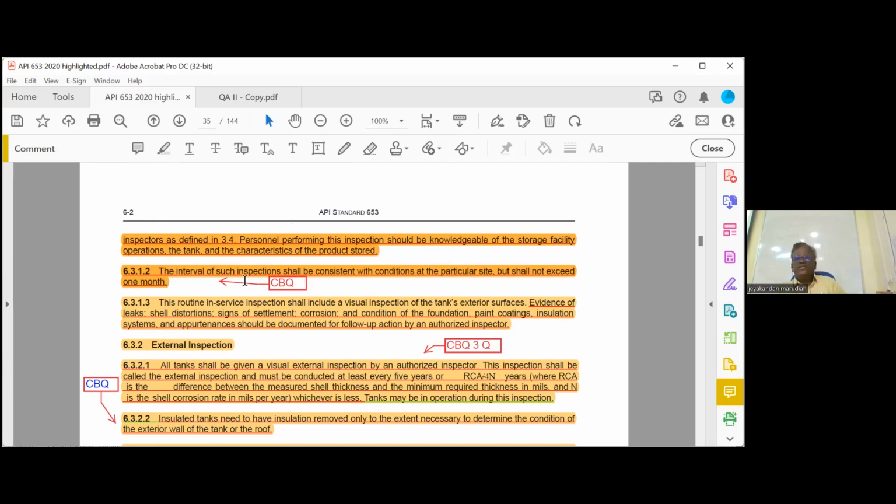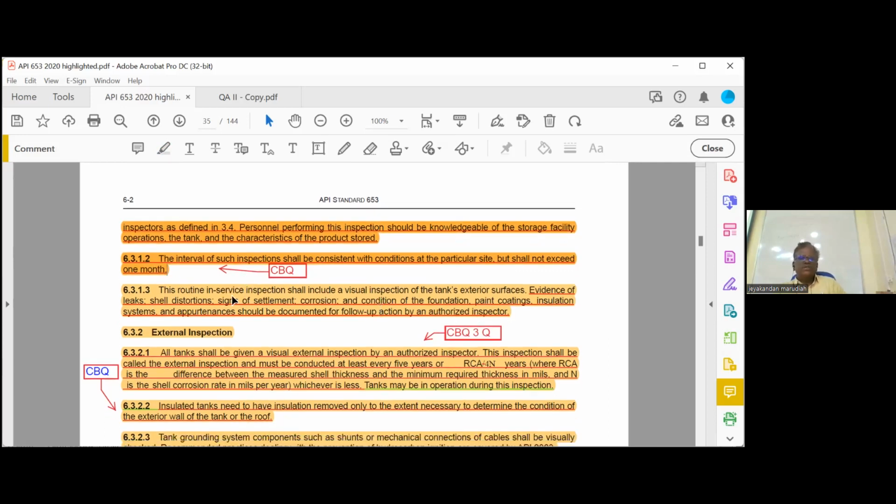Then what will they check? Highlight this one. The routine in-service inspection includes the visual inspection of tank exterior surfaces. Then highlight this one. Evidence of shell distortion, settlement, corrosion, condition of the foundation, paint coating, insulation system, and the like should be documented, and follow-up action by the authorized inspector, because it will be done by the operator.